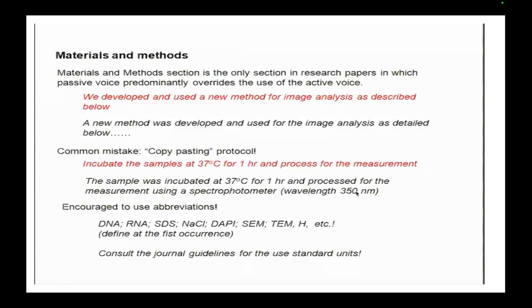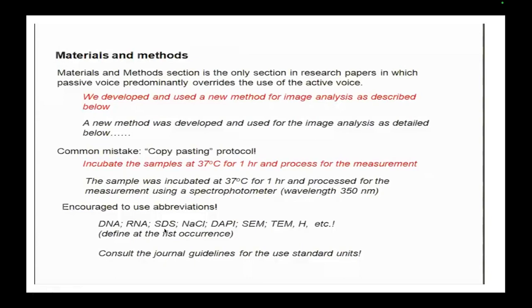So for the spectrophotometer, what was the wavelength you have used? And also you can write in brackets the make or company of this spectrophotometer. In the materials and methods section, you can use abbreviations also, but regarding the abbreviations, as I already told you, it depends on the journal guidelines. In some journals they mention the list of abbreviations that you have used just at the start or at the end.